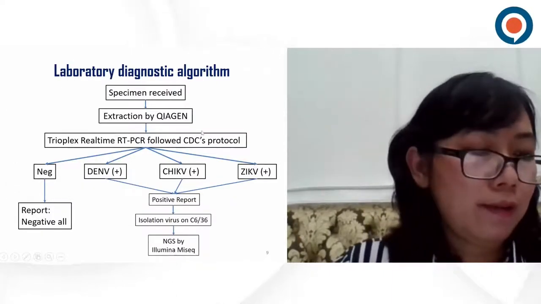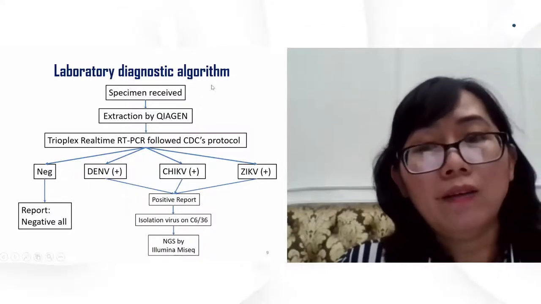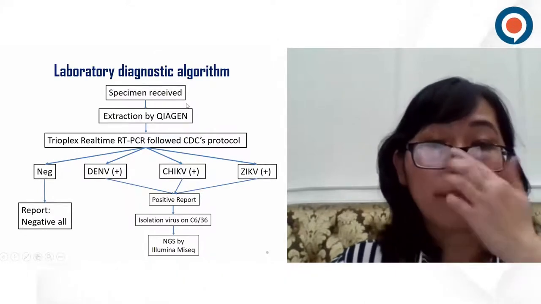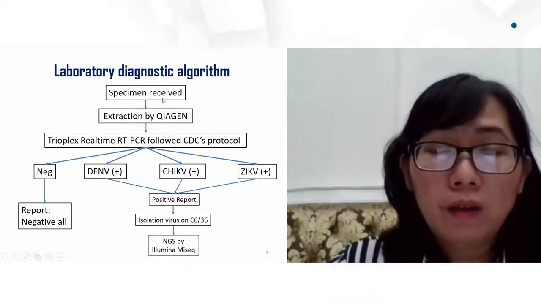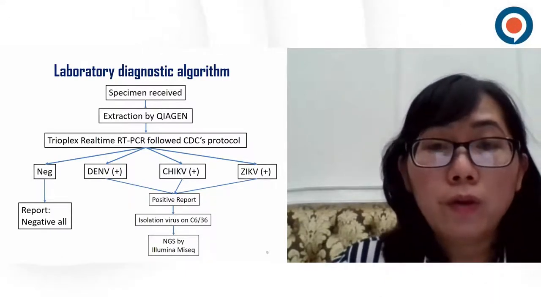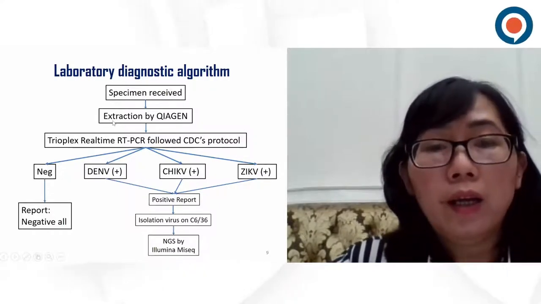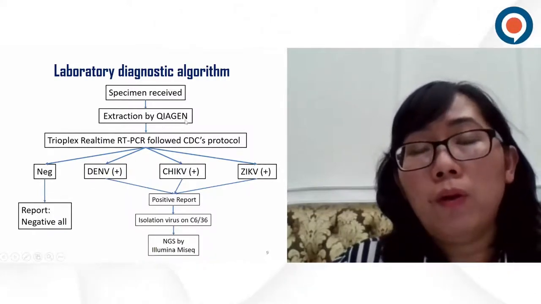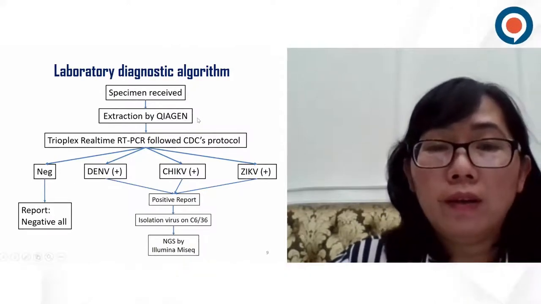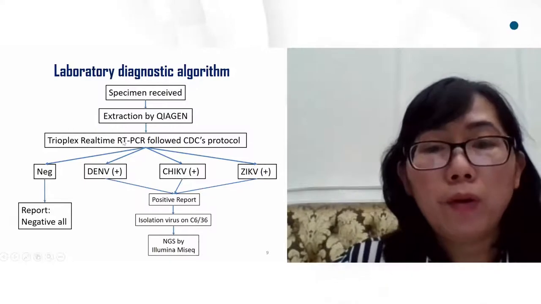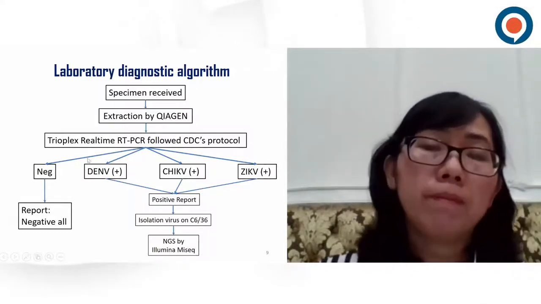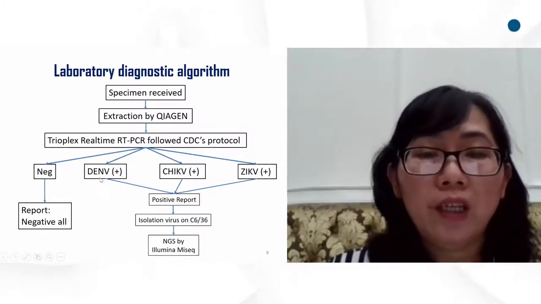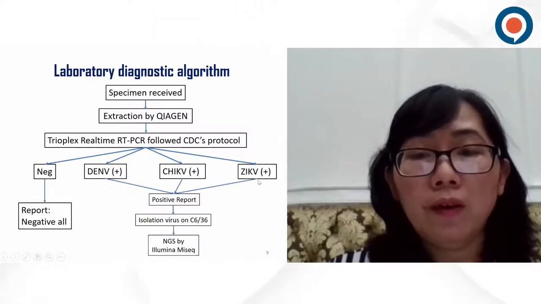The diagram illustrates the various steps of the laboratory diagnostic algorithm. Several specimens were received from all the Sentinel sites and transferred to Ho Chi Minh City. Total RNA will be extracted by viral extraction kits and tested by a prototype real-time PCR to detect RNA positive for dengue virus, Chikungunya virus, or Zika virus.